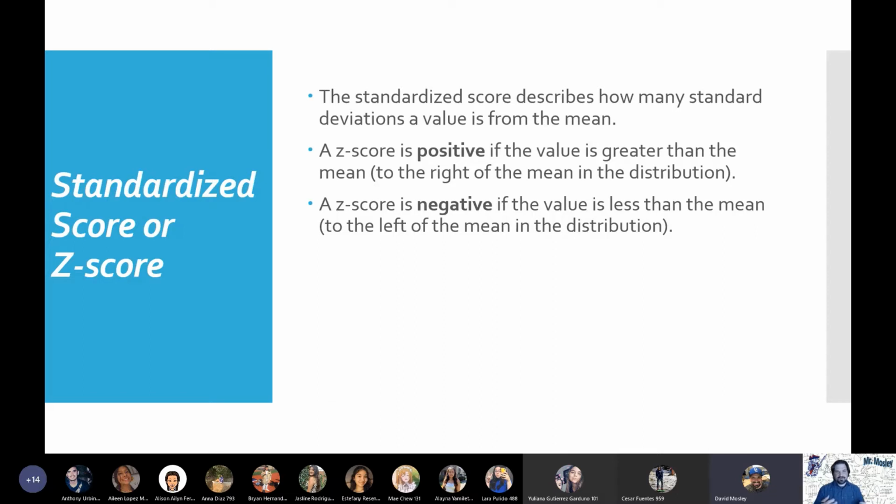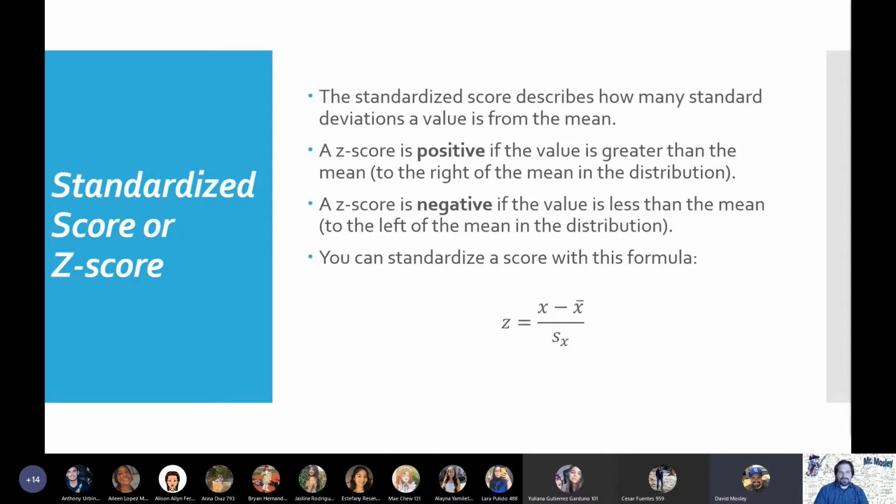So we can have positive or negative z-scores, and they tell us whether a value is greater than the mean or less than the mean, and how many standard deviations it is away from the mean. You can standardize a score with the following formula: z equals x minus x bar divided by s sub x.